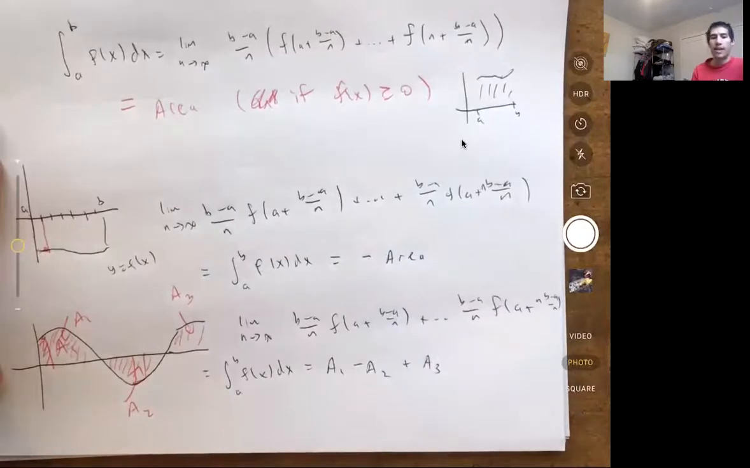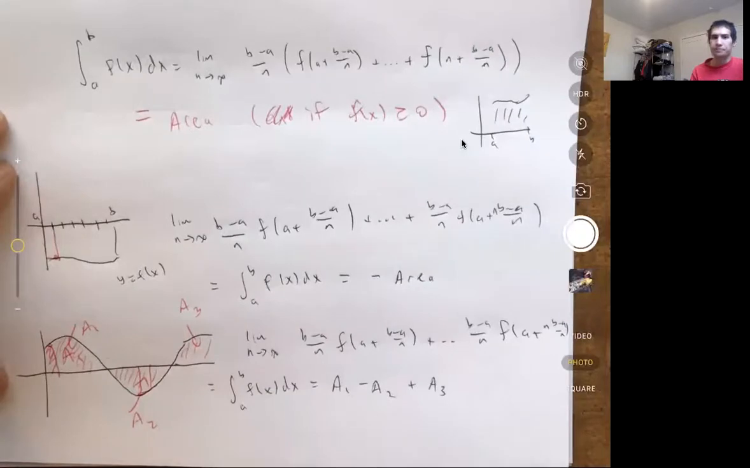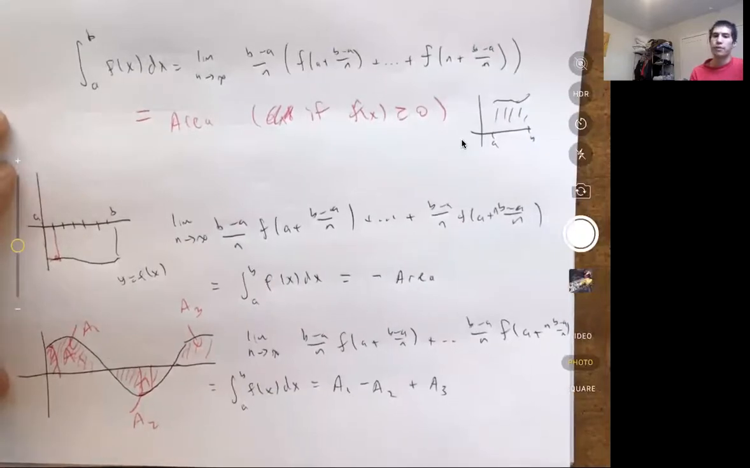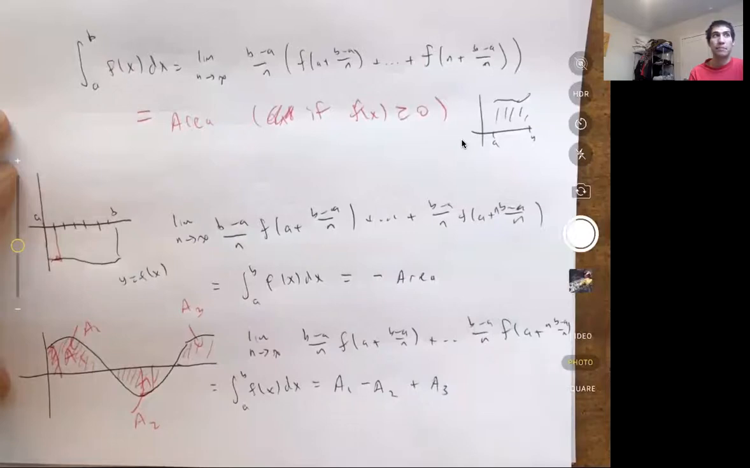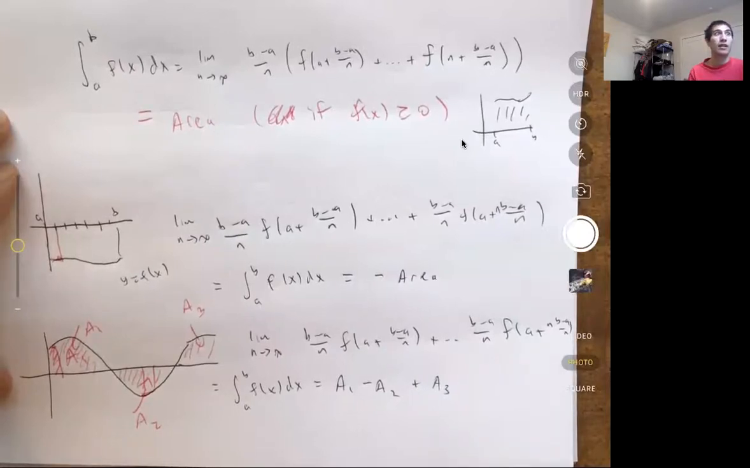And so when you're calculating this integral, if the function takes both positive and negative values, then the integral doesn't quite represent the area between the curve and the x-axis. It's some sort of signed area. And so you have to be a little bit careful, and you have to be aware of the sign of your function to know whether you're actually calculating a positive area or a negative area.